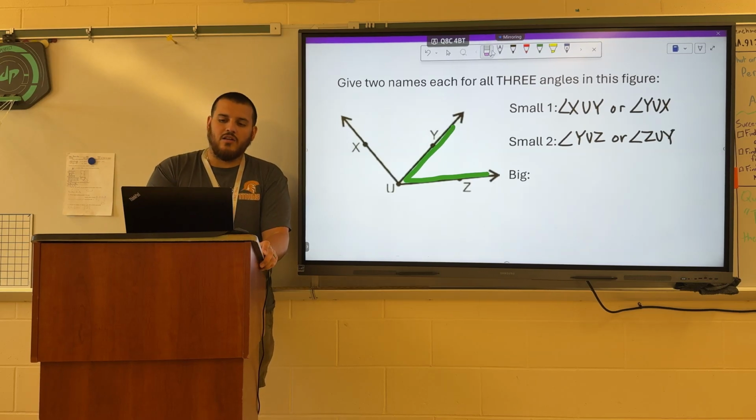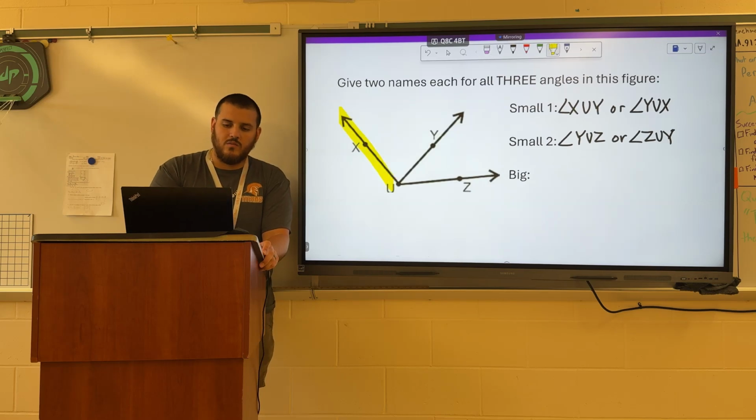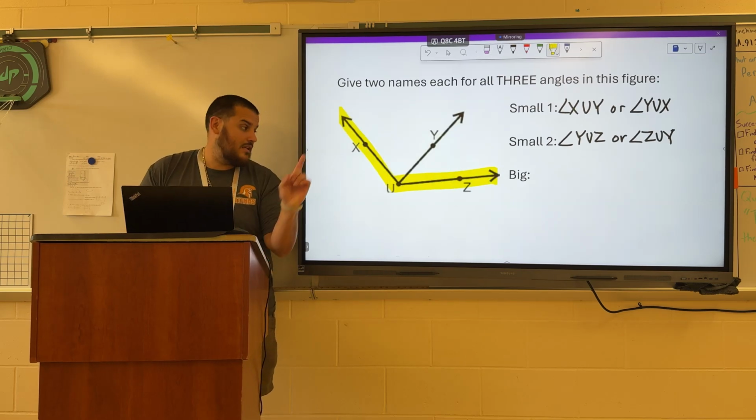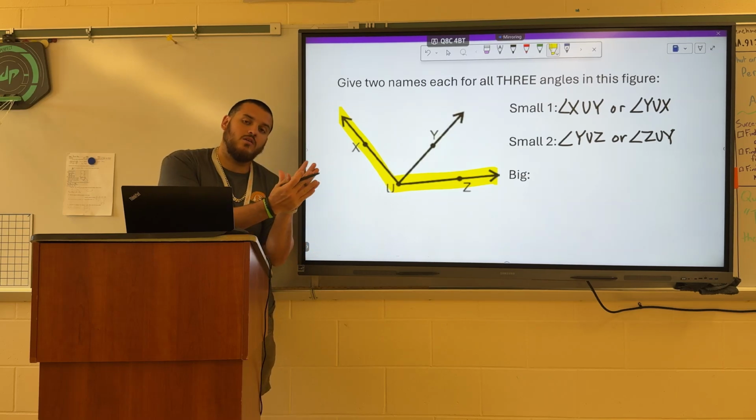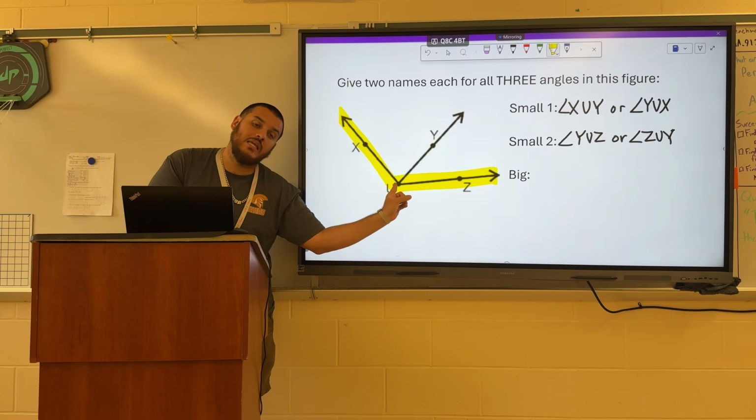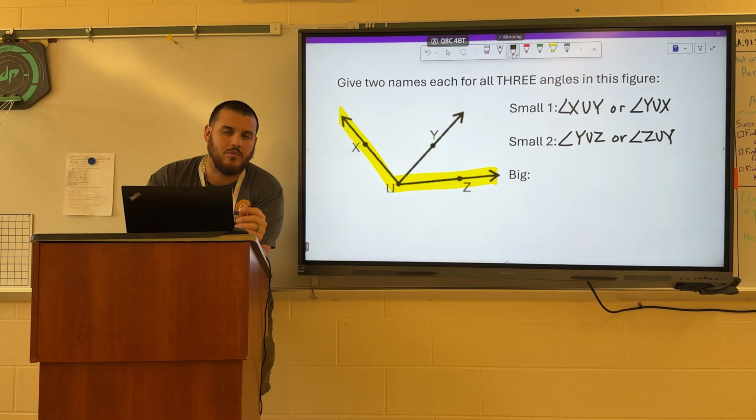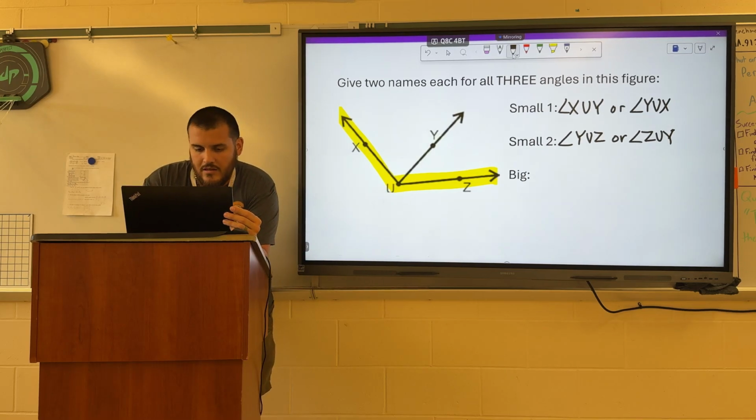And we have our large angle. So that's these little ones combined give us this. Again, X, U, and Z are my points here. I just need to make sure that the vertex where my angle opens, where my rays meet and share that endpoint, that point has to be the middle letter in the name. So I can call this angle XUZ or angle ZUX.